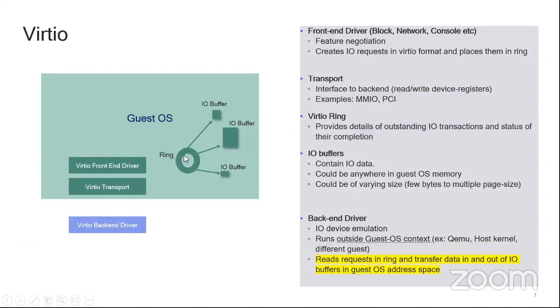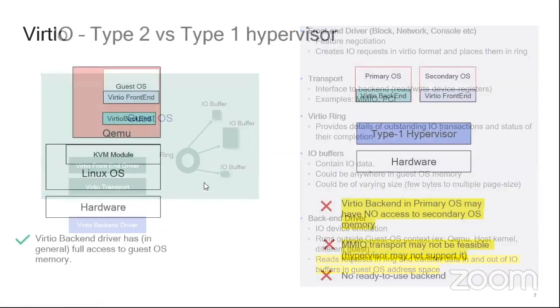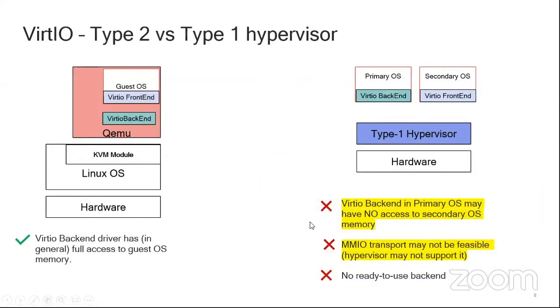So the front end has to just place pointers to these buffers in the ring and ask the backend to perform the I/O, right? And the backend is seamlessly able to access all the buffers. So that is not a luxury we had in the kind of environment we were running in.